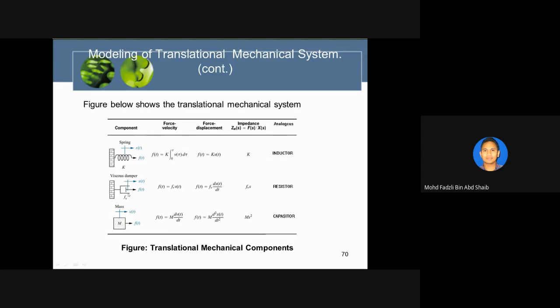For the viscous damper, FV becomes FV times S. For mass M, in the S domain, I think the analogy you may need to ignore it; maybe it's a little different usually. For the K spring, it becomes K. For the viscous damper, FV becomes FV times S. For mass, you need to times S squared. This is the rule that you need to memorize in your head.